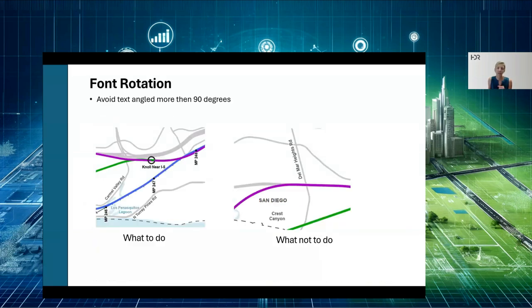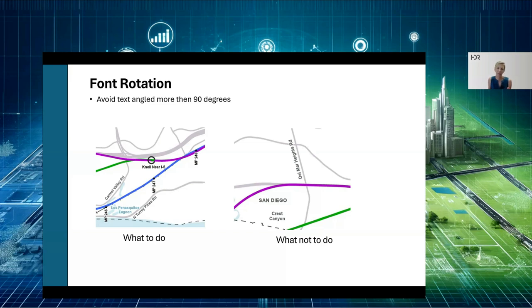Another one is font rotation. It's not something that we're always thinking about, but folks with low vision are going to have difficulty with font rotation. If you're angling past 90 degrees, that's going to be harder to read because of the way those letters stack on top of each other. So it's not only a good cartography best practice, but it's a good best practice for anyone that you're designing for that may have accessibility issues.